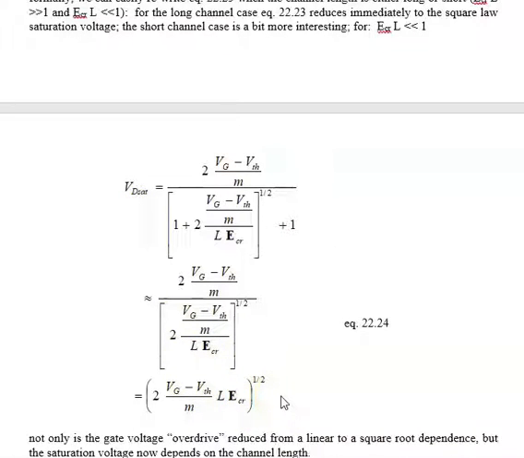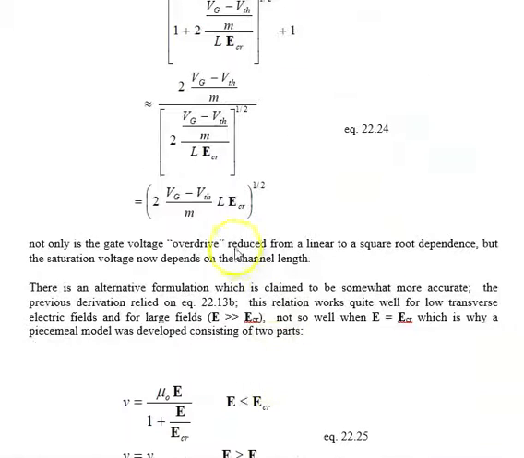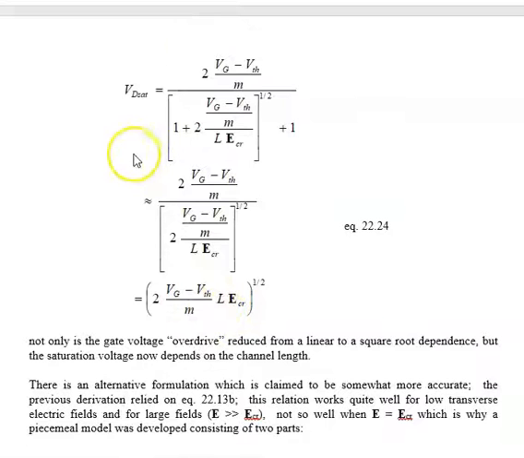Well, that really doesn't look like a conventional term, because now the VD sat is not proportional to Vg minus V threshold, it's proportional to the square root of Vg minus V threshold, which is kind of odd. But even odder yet is the fact that VD sat is now proportional to the square root of the channel length, which is really quite remarkable and quite unexpected.